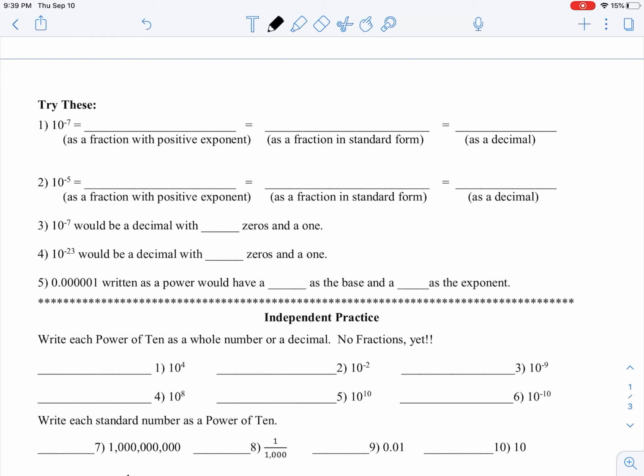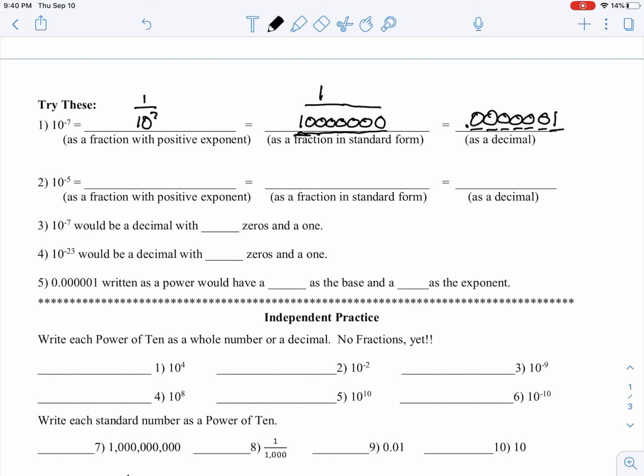As a fraction with a positive exponent, 10 to the negative 7 will turn into 1 over 10 to the 7th. As a fraction in standard form, that will be 1 over, we know 10 to the 7th will be a 1 with 1, 2, 3, 4, 5, 6, 7 zeros. And as a decimal, if we remember 10 to the negative 7th, we want 7 decimal places total. So 1, 2, 3, 4, 5, 6, and that 1 goes in the 7th place. That works because this 10 to the 7th here on the bottom is 10 million, and we have 1 10 millionth. If we check this out, we've got tenths place, hundredths place, thousandths place, 10,000ths place, 100,000ths place, millionths place, 10 millionths place, and we have a 1 in the 10 millionths place, so 1 over 10 million. That's why that is the same there.